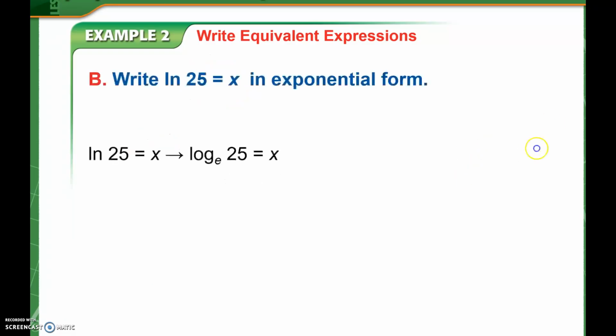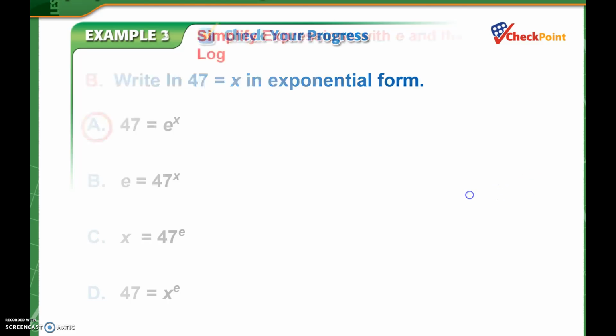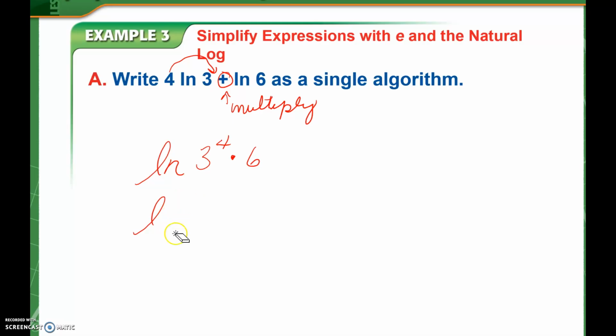Our properties on natural log and base e are the same. So our log properties continue. Here we still have multiplication is powers and addition is multiplication. So we would rewrite this as 1 log of 3 to the 4th times, because of the plus, 6. 3 to the 4th is 81 times 6, so it'd be natural log 486. We're going to use those properties when we're solving.